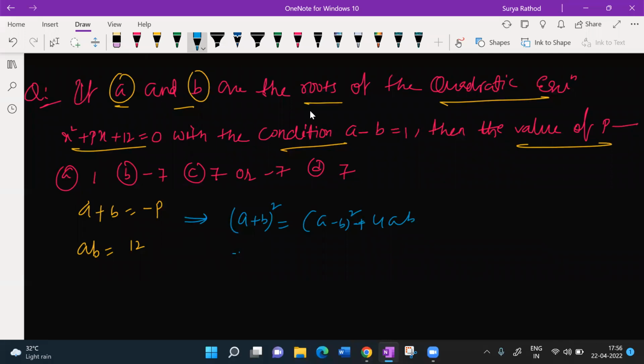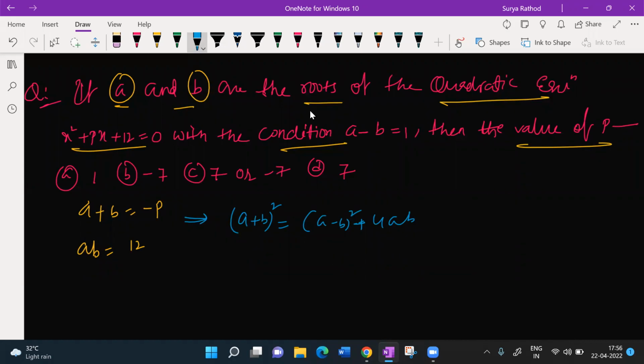In fact, A square plus B square plus 2AB is equal to A square plus B square minus 2AB plus 4AB. Yes, so it should be plus 4AB. Why? Because you get plus 2AB here, and here you get minus 2AB plus 4AB, which gives you plus 2AB. So this should be plus 4AB.